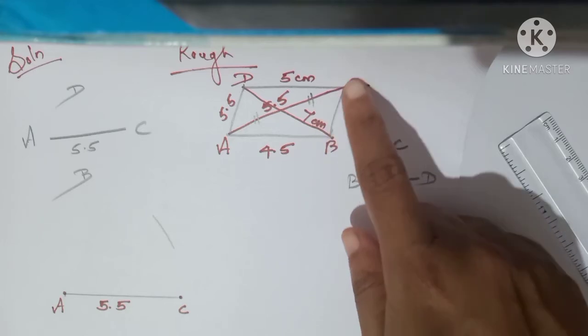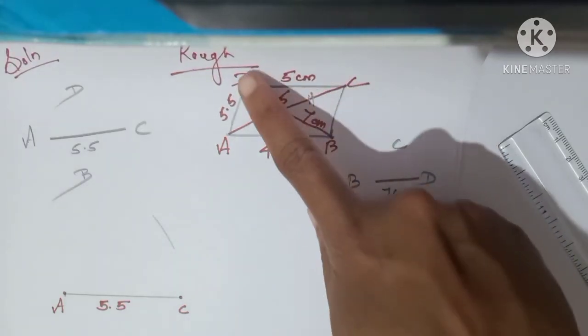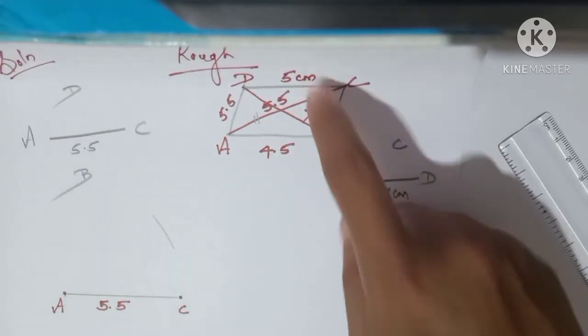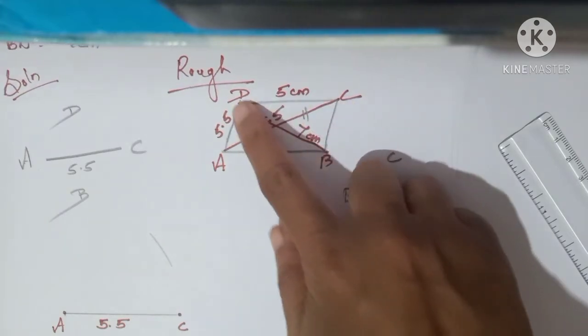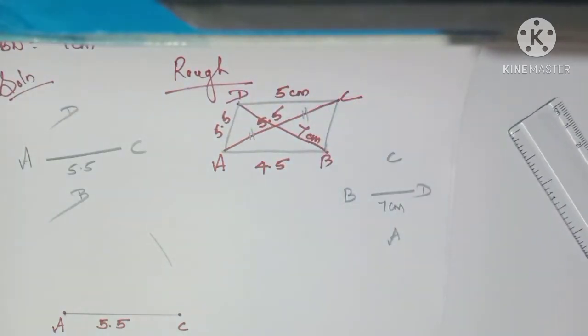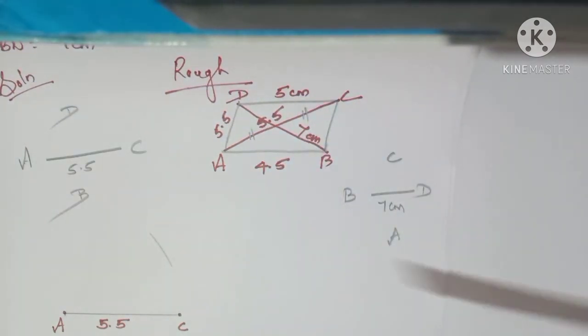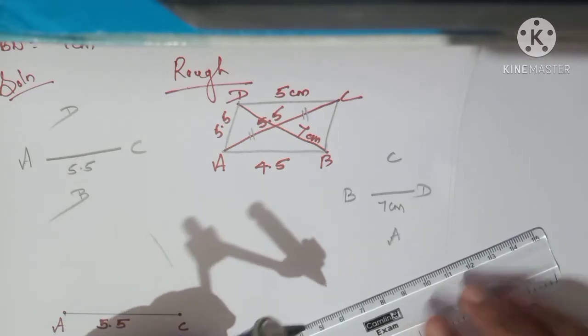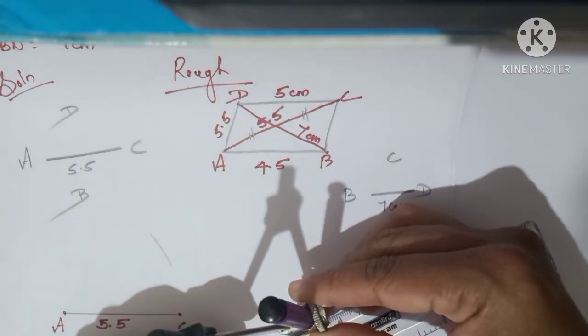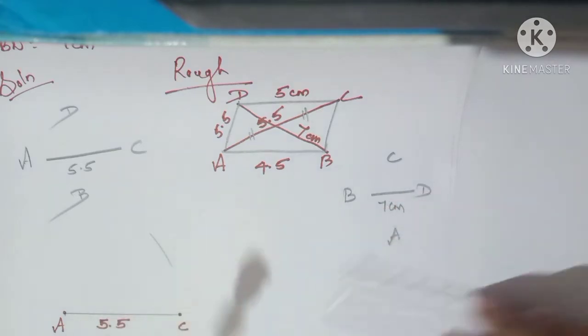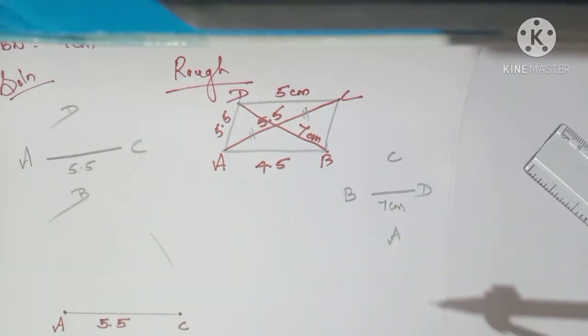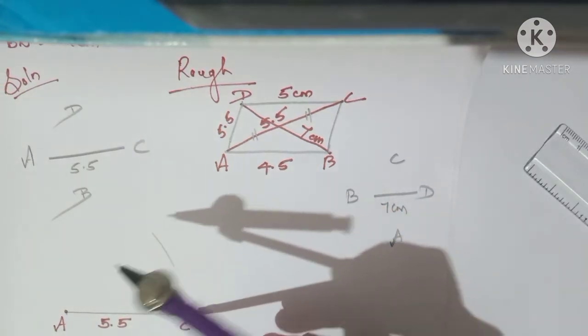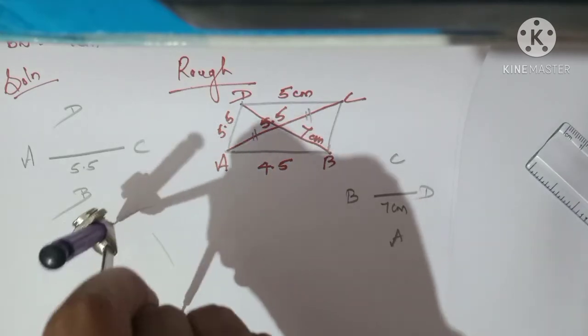Then CD, what is the measurement? CD is 5 centimeter. So with the help of the scale and compass, I am going to measure 5 centimeter. Then I am going to keep the compass at the point C and cut the arc.